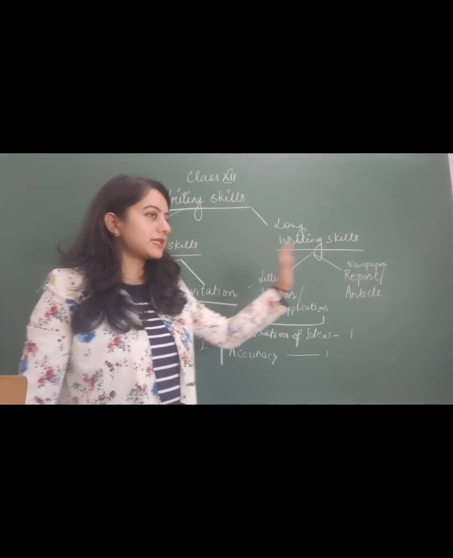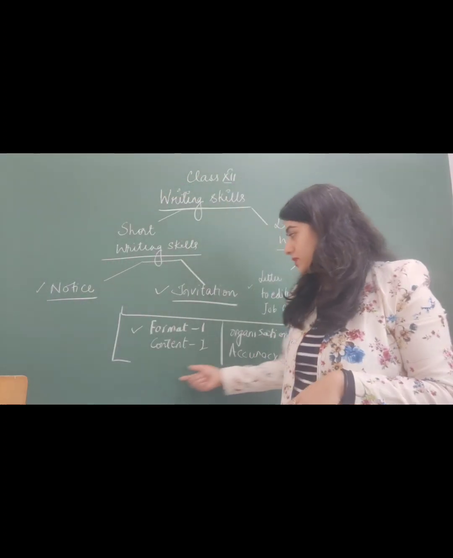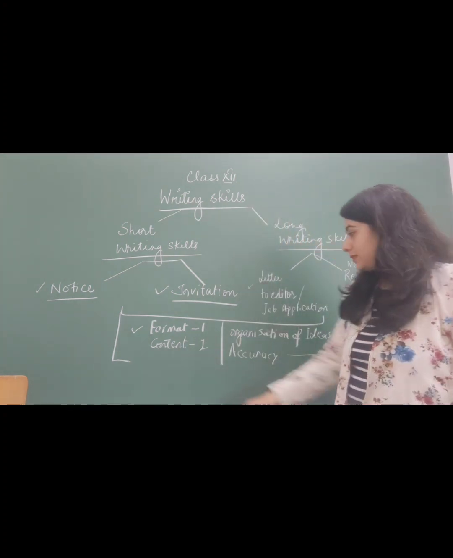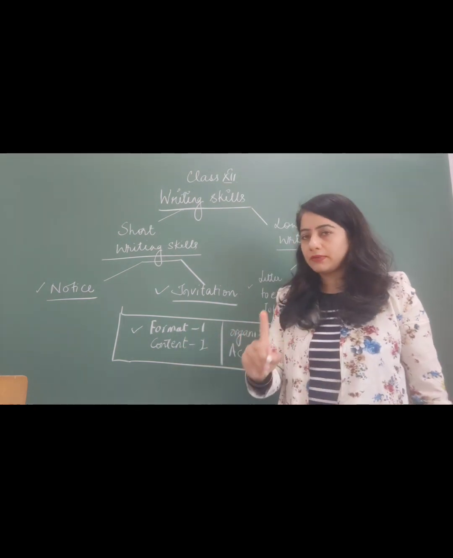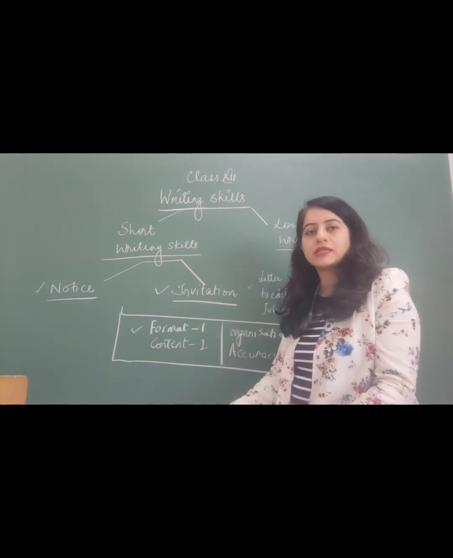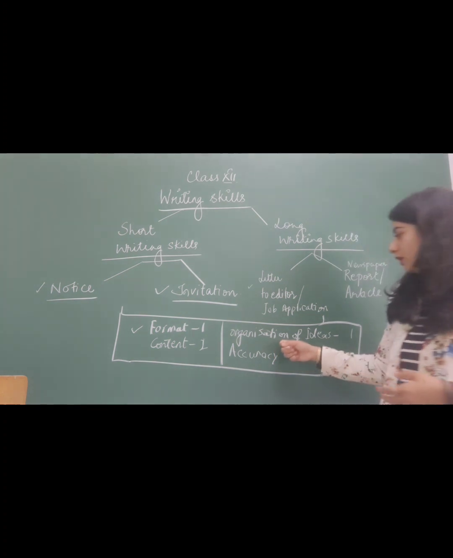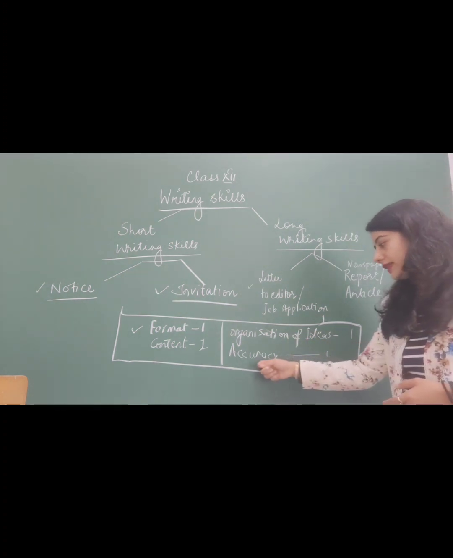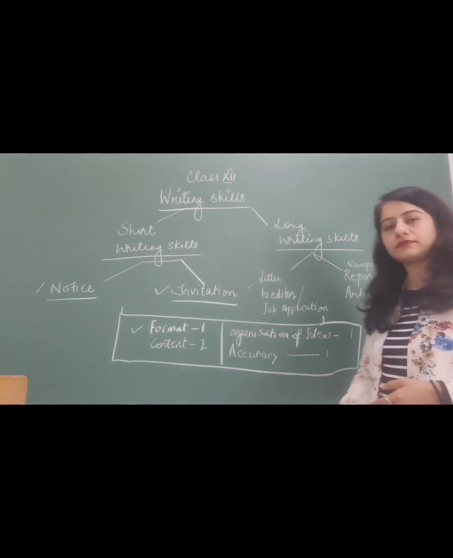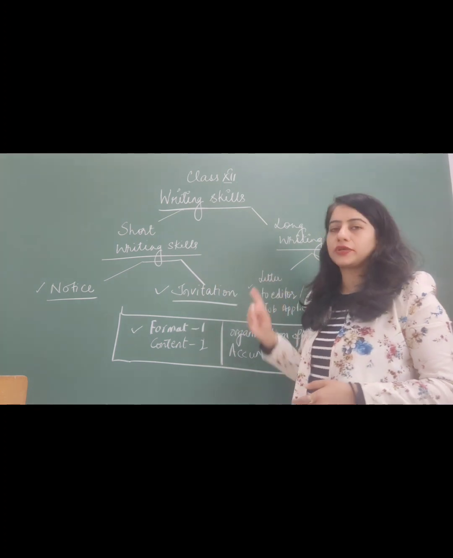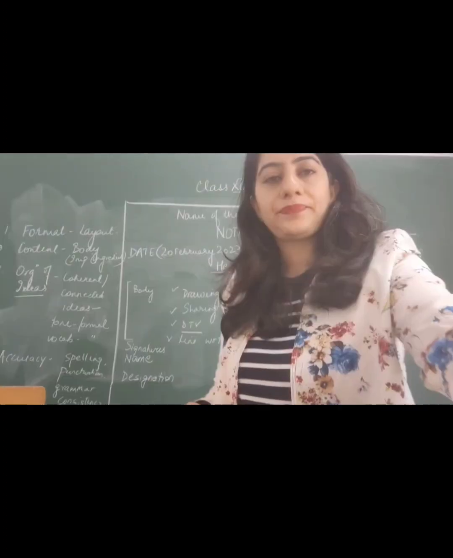Now all these writing skills, whether they are short or long, are going to be for 5 marks each. Now what are the descriptors? Let's take a look at this table at the bottom. Format is going to be for 1 mark. Content, that means whatever you're going to write in the body of the letter or body of the notice and invitation, is going to be for 2 marks. Organization of ideas will be for 1 mark, and then accuracy is also going to be for 1 mark. This makes it 5 marks. Alright, all writing skills are going to be for 5 marks each. Now let's proceed with notice writing.